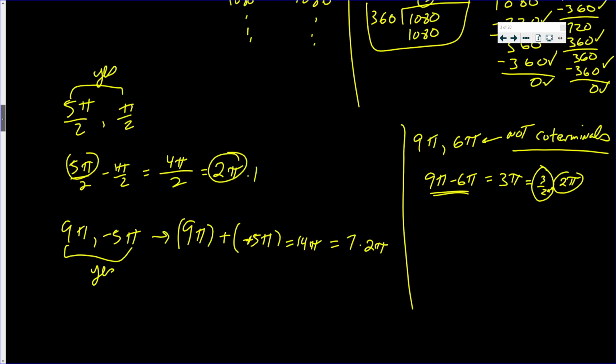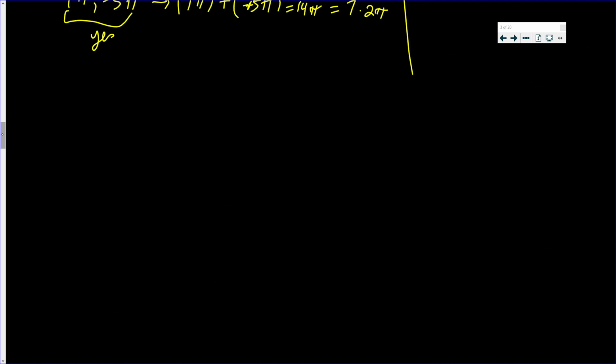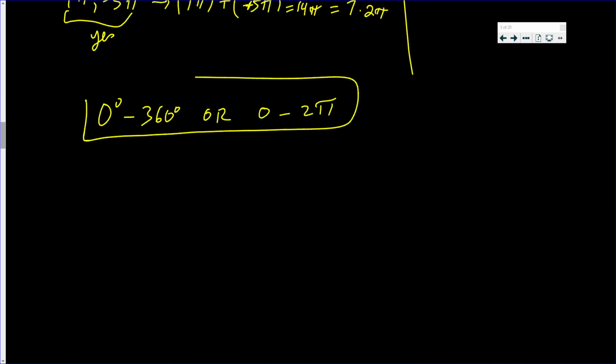So now, we want to find a coterminal angle between 0 and 360, or 0 and 2 pi. Find a coterminal between there. So, I give you 750. Now, you have two choices.